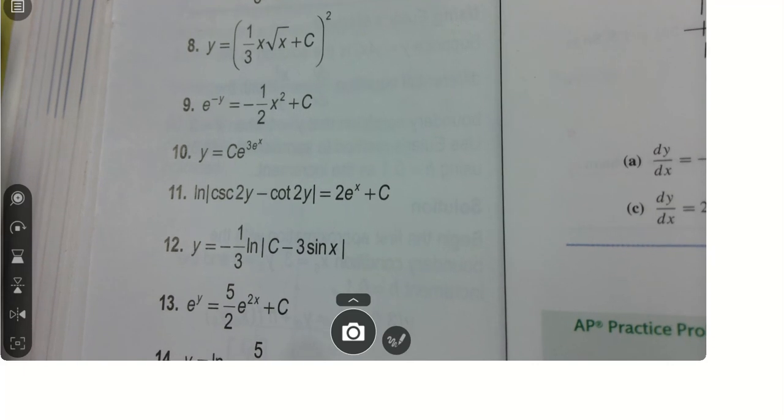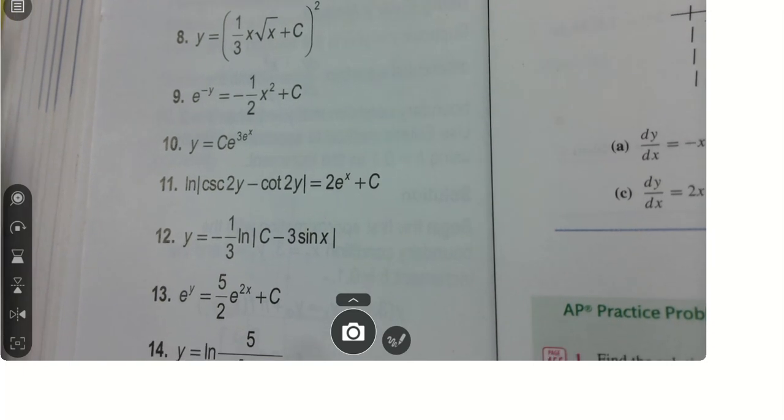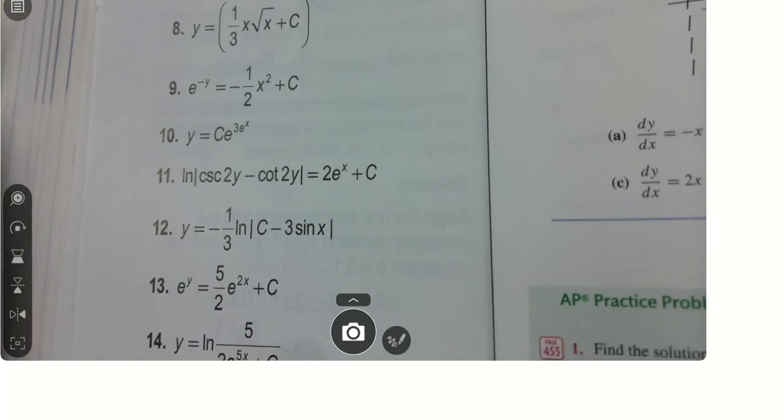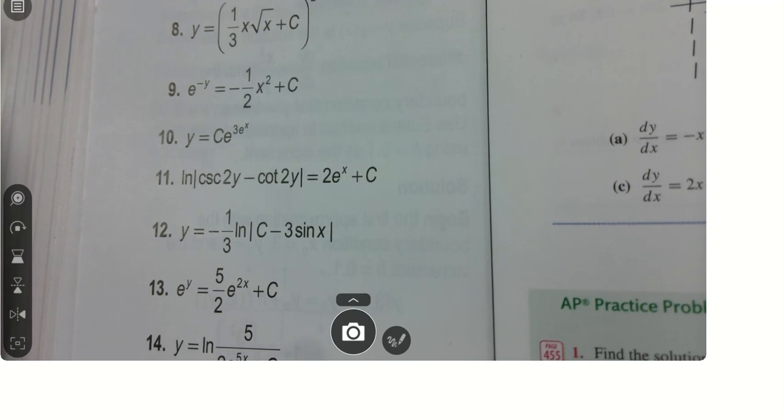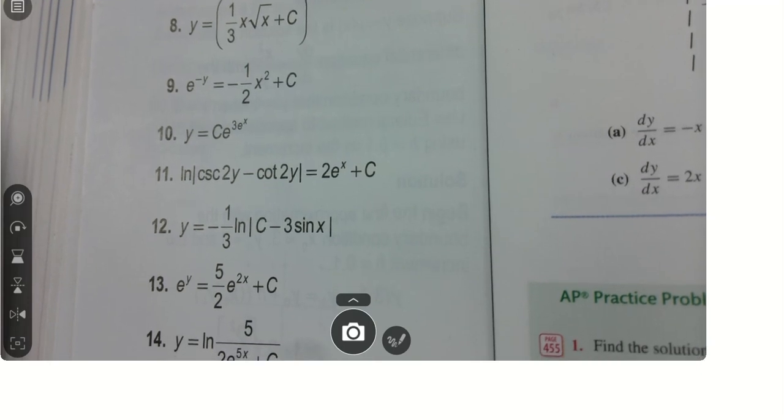For number 11, what they did that I didn't dive into is if there's a double angle for sine, I would wager there's a double angle for cosecant, and that's exactly what they've done here. Like, they just get a different form of it.